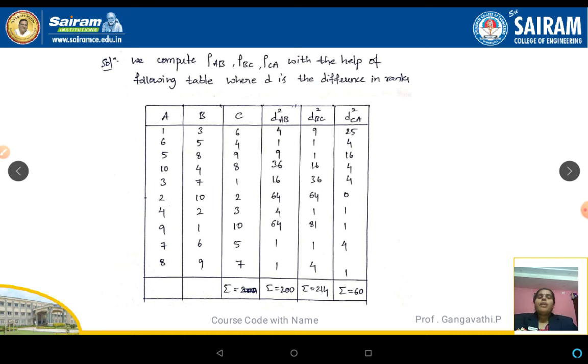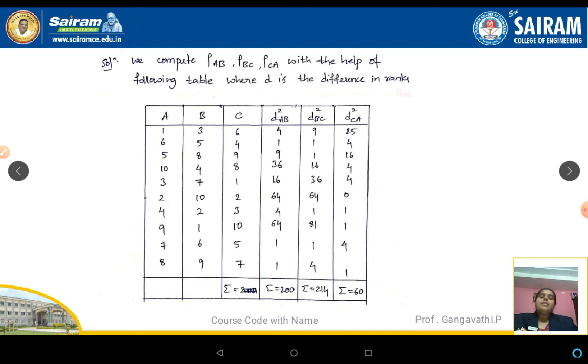And now we need to compute rho AB, rho BC, rho CA. Why we are doing it is, we have been asked to find which two judges approach the nearest rank. So we have to find rho AB, rho BC, rho CA with the help of the following table, where D is the difference in the rank. So judge A has given these ranks, judge B these ranks, and judge C these ranks.